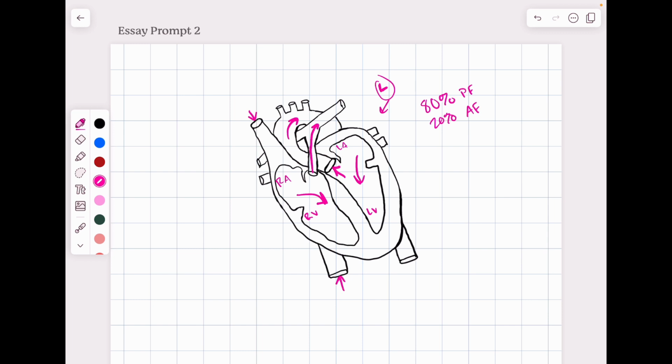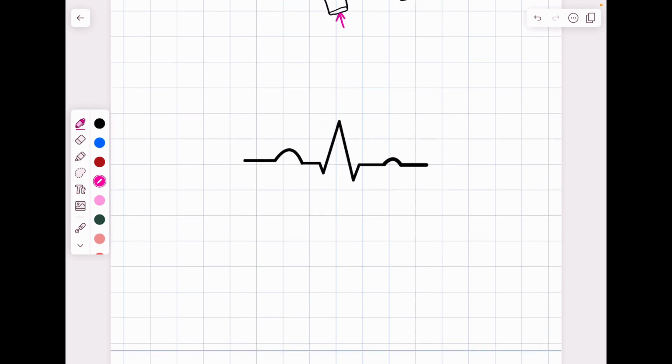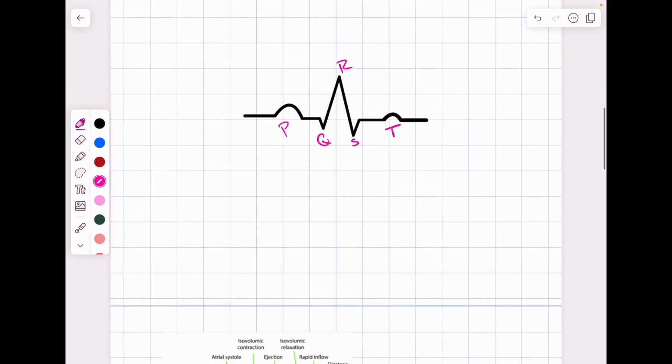So the way that this happens is through electricity, right? So this is an EKG, which shows the electrical signals that are responsible for the heart beating. So we have the P wave, which is going to be atrial depolarization, QRS, which is going to be ventricular depolarization, and then we have the T wave, which is going to be ventricular repolarization.